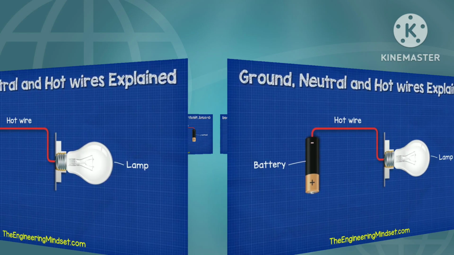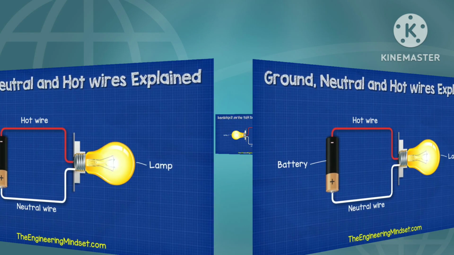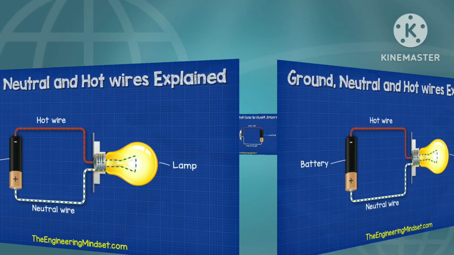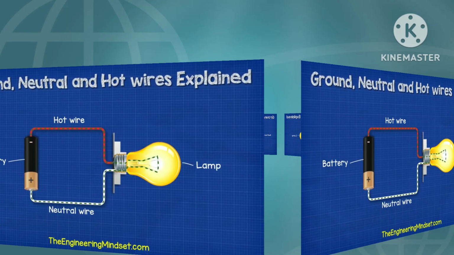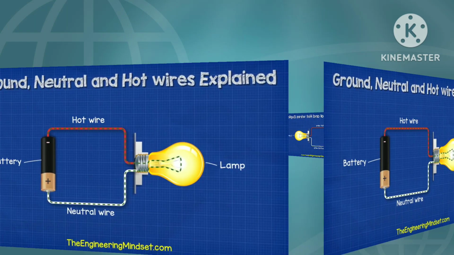Then we need to connect another wire from the lamp and back to the battery for the electrons to get back to their power supply, or their source. Now this wire is our neutral wire. The hot wire carries electricity from the power supply and it will take this over to the load. The neutral wire carries the used electricity back to the power supply.